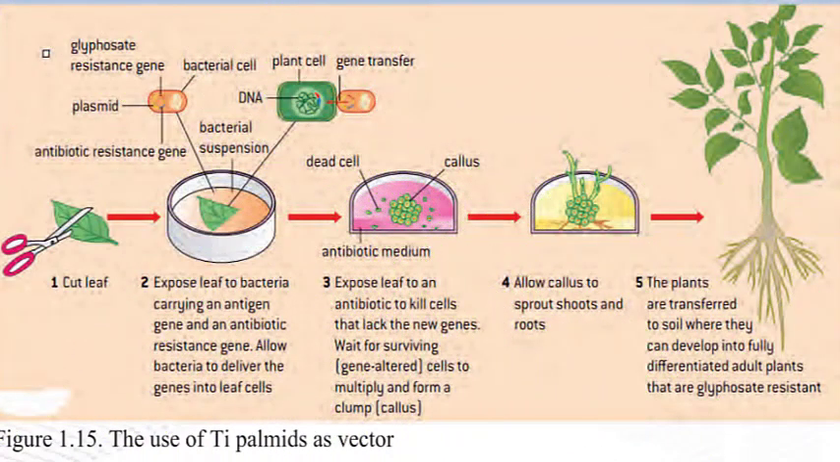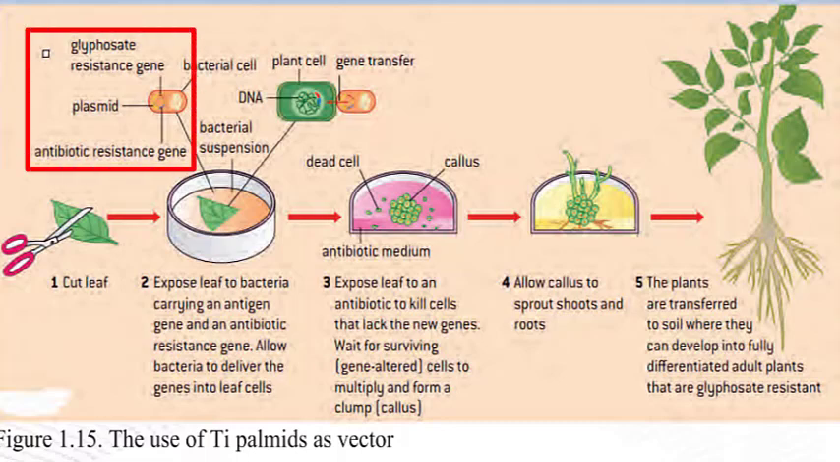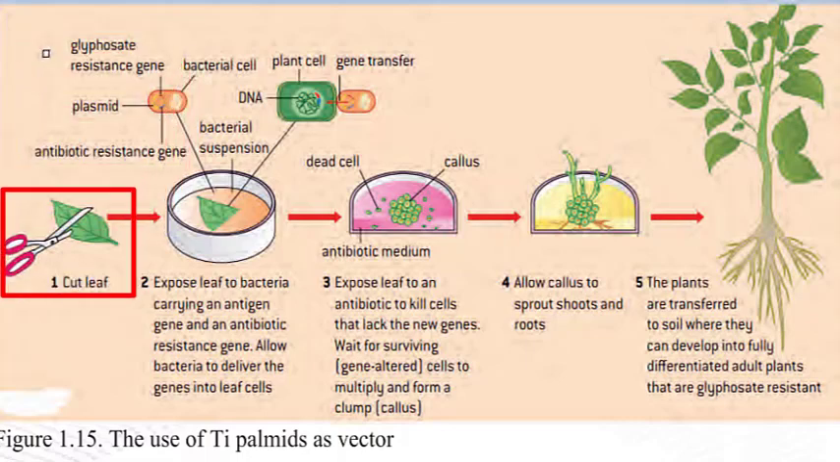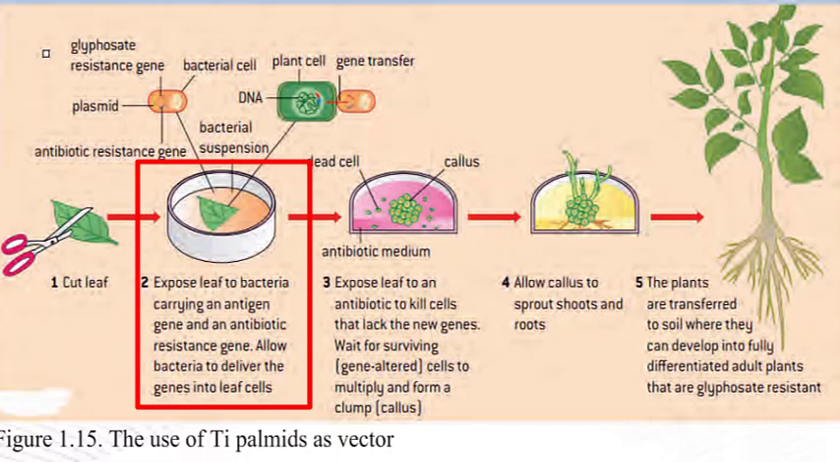As we can see from the diagram, the glyphosate resistance and antibiotic resistance genes must be inserted or ligated in the TI plasmid of Agrobacterium tumefaciens. This recombinant plasmid is inserted back into the bacterium, then cut the leaf and chop up the leaf into smaller fragments of plant tissue. Expose the leaf tissue to bacteria carrying the glyphosate resistant gene and antibiotic resistant gene. This allows the bacteria to deliver the genes into leaf cells.